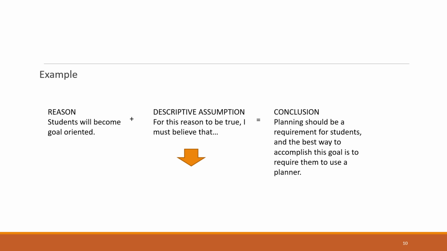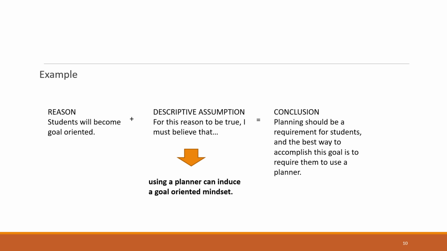Well, ask yourself, what is the missing link that's going to strengthen this argument? For this to be true, what do I believe about the use of planners and becoming goal-oriented? How am I going to make that connection together? So one descriptive assumption I can come up with is that for this reason to be true, I must believe that using a planner can induce a goal-oriented mindset. All it's really saying is that I have to believe that when a person uses a planner, it's going to make them more goal-oriented.